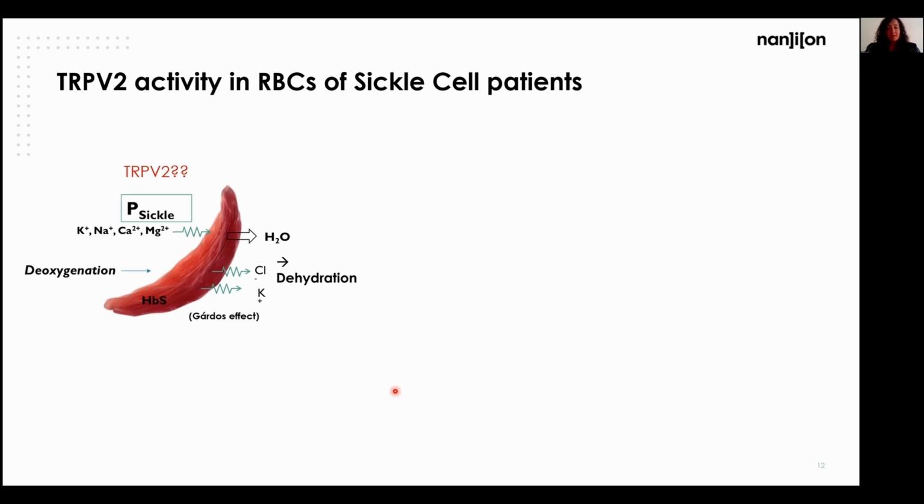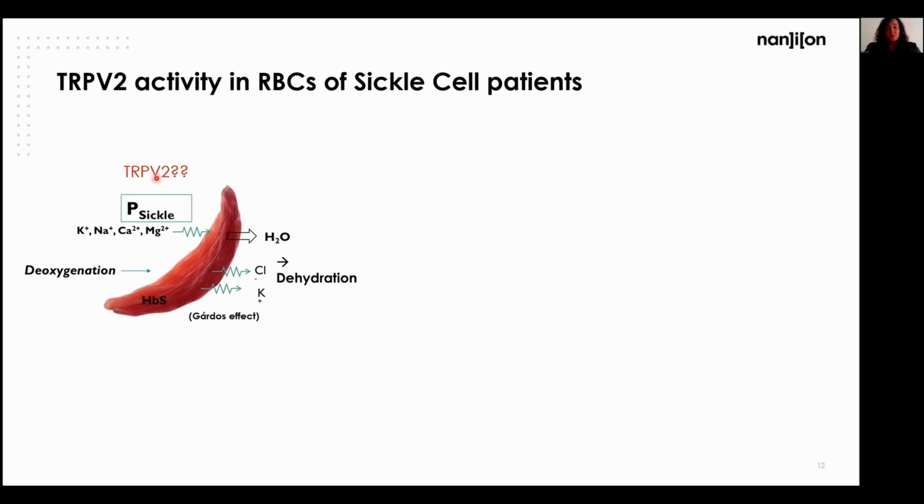In the deoxygenation state, we have this typical sickling of the cell, as the hemoglobin polymerizes, leading to this cell shape. These cells are characterized by an increased cation conductance that can lead to the Gardos effect. Calcium entering the cell will activate the Gardos channel, which causes the efflux of potassium, followed by chloride, and then osmotically by water, causing severe dehydration.